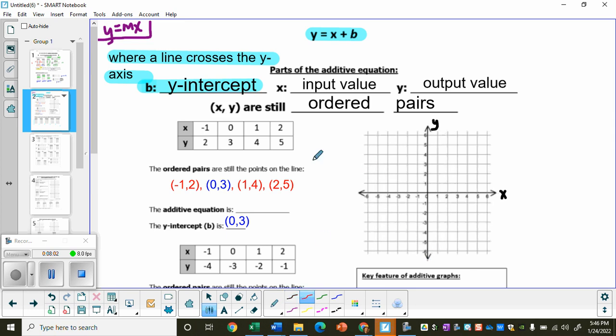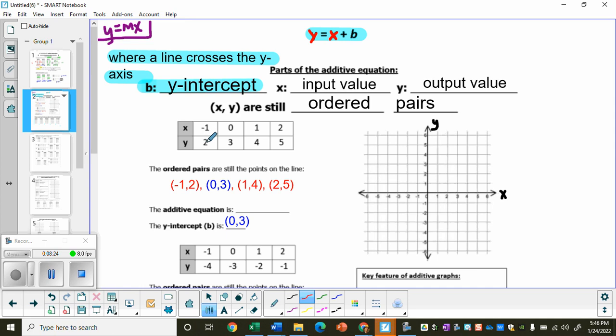Now the thing that's the same is that we're going to input a number here for x. We're going to have an input value, and then the output value is just right here. And the xy is still going to be an ordered pair. So for example, xy, these are going to be points that we plot over here on the line. And so for example, let's go ahead and plot that very first one.